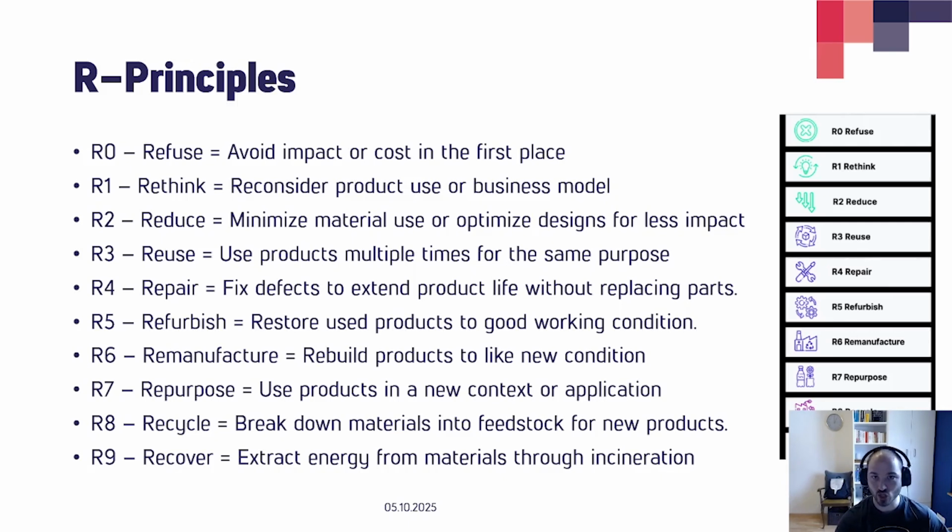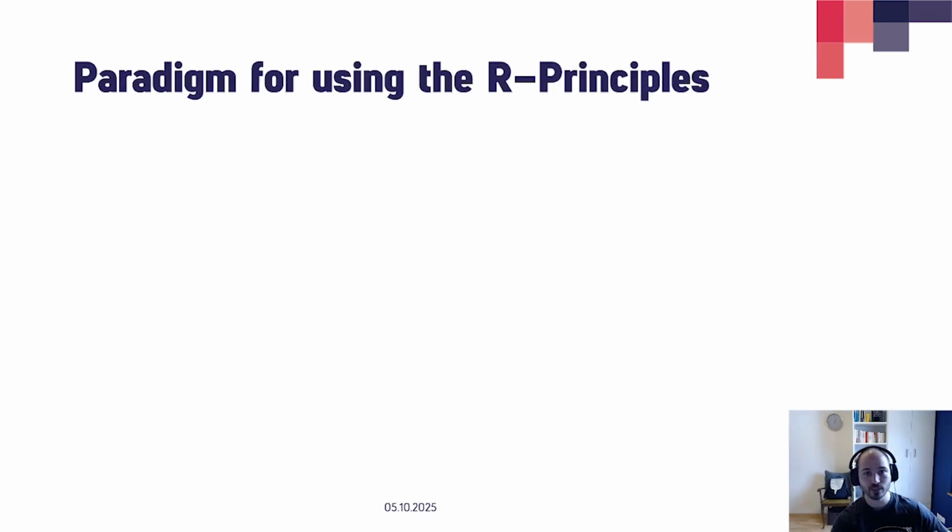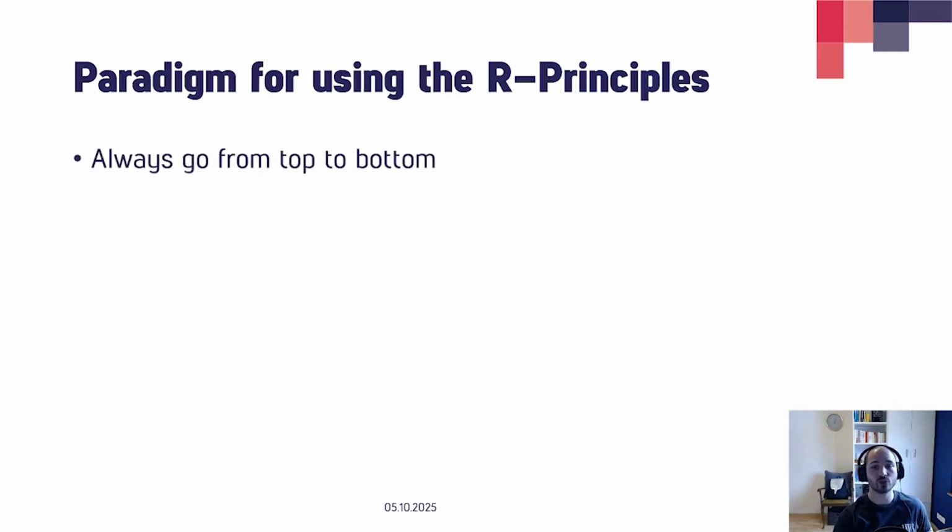But you cannot choose to have more sun or choose to have more wind. That's not regulatable. Okay, so I'm going to tell you my paradigm for using the R principles. You should always go from top to bottom. Do not skip steps. Really consider them. Go from top to bottom. Never pick the easy route.